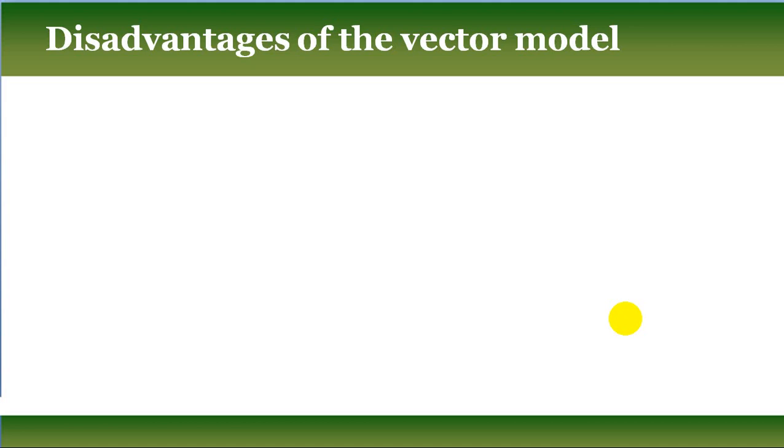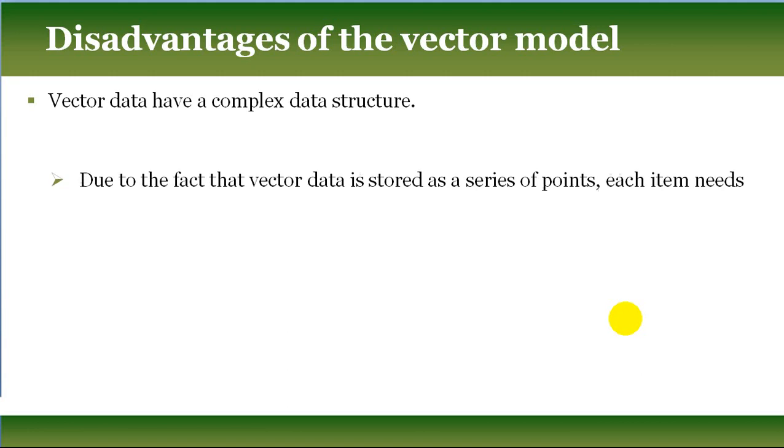Just like the advantages, vector data also has certain disadvantages. The vector data model has a complex data structure. Raster data has a simple grid structure, but the vector data structure is very complex, because if you consider a polygon which consists of several points, all those point information you have to store separately. So in this way its data structure is complex.